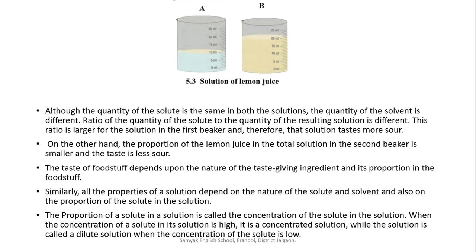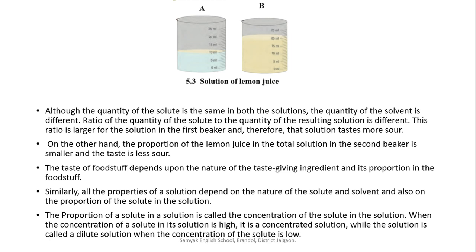On the other hand, the proportion of lemon juice in the total solution in second beaker is smaller, so it tastes less sour. The taste of foodstuff depends upon the nature of the taste giving ingredients. Ingredients means what it contains and its proportion in the foodstuff. Similarly, all the properties of a solution depend on the nature of solute and solvent. Solvent is water in this case, and also on the proportion of solute in the solution. The proportion of solute in the solution is called concentration of solute in the solution. So here, the proportion of the juice is called concentration of the juice in the solution.